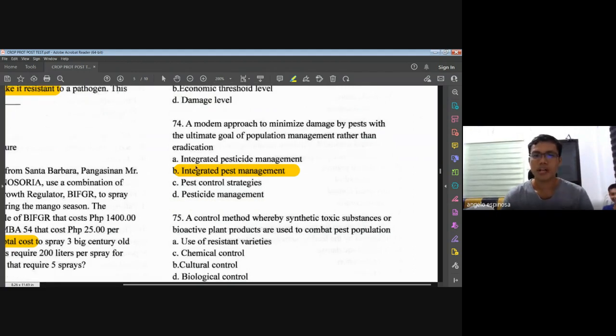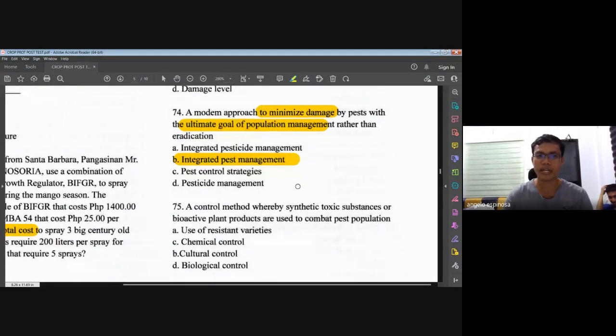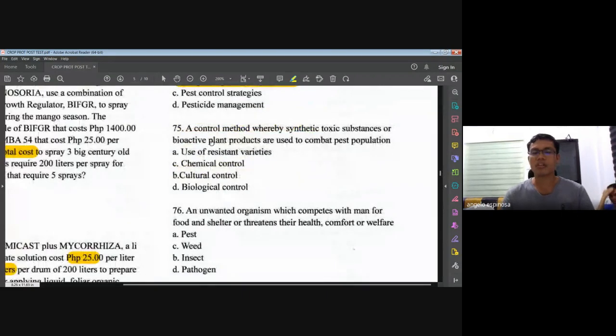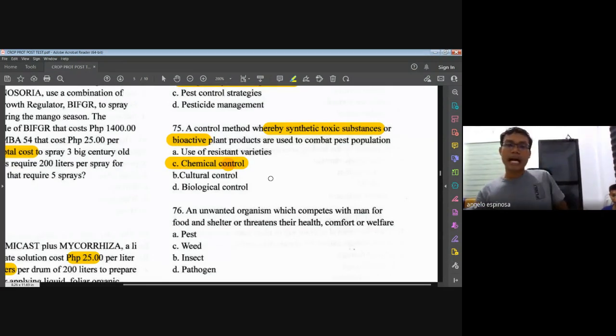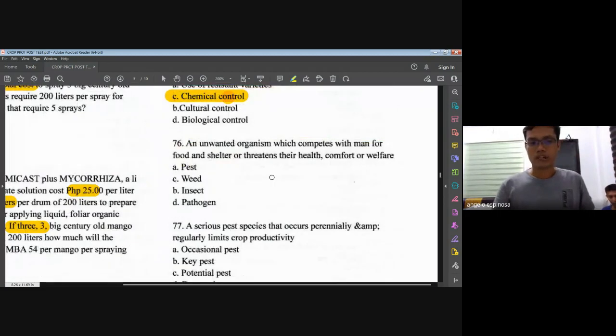Okay? Ang word yan, pest with the ultimate goal of population management. Minimize damage. Yan ang mga link word. Number 75, a control method whereby synthetic toxic substances. Alam niyo na agad yan. That is chemical control. Kaya sinasabi ko sa inyo, pag synthetic, chemical na yan. Okay? Baka ngayon, pag sinabing bioactive, ang isasagot nyo yung biocontrol, bioactive plant is also a chemical or synthetic control.